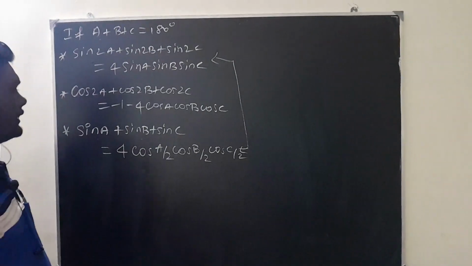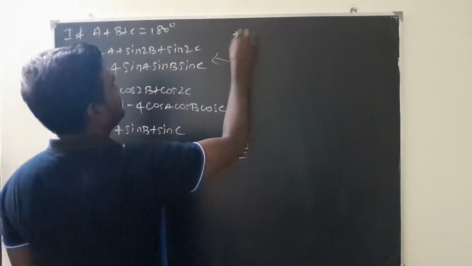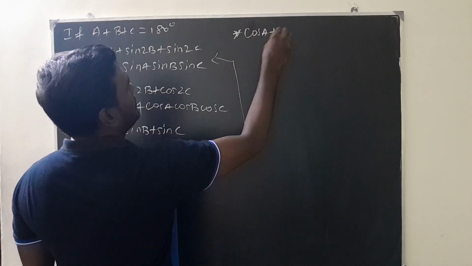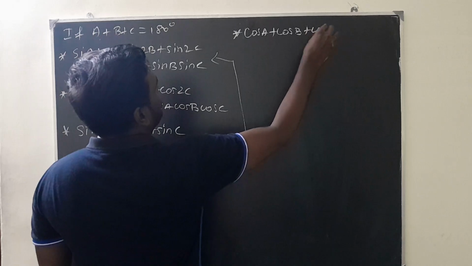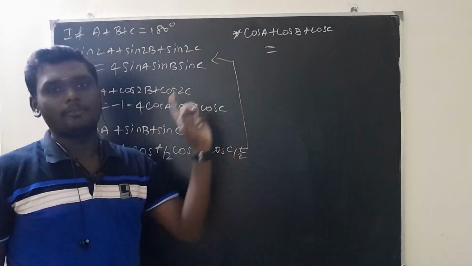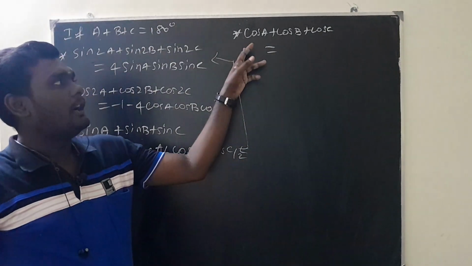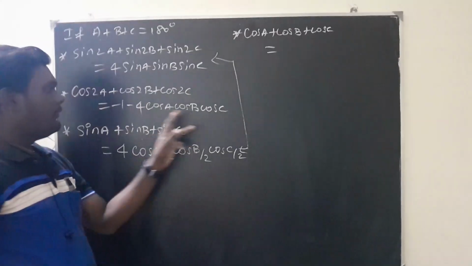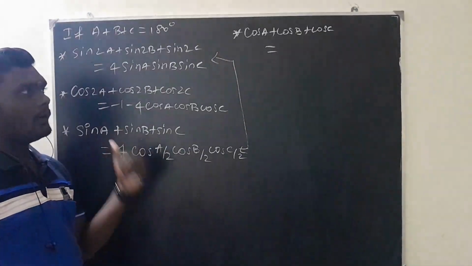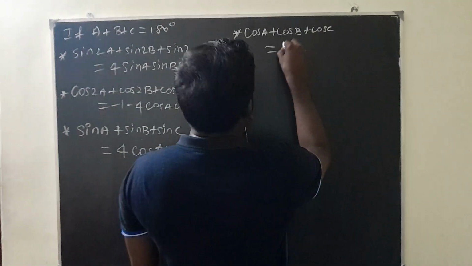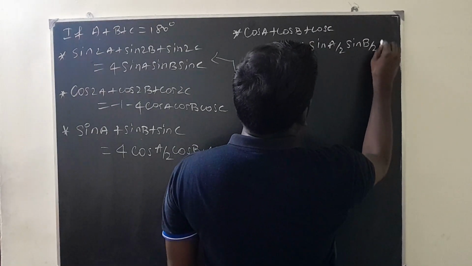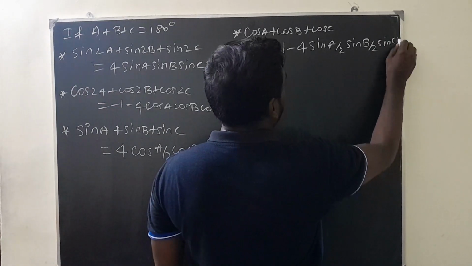Okay. Now think of this other identity. Not sin, it's cos A plus cos B plus cos C. So when you see this, suddenly the cos 2A plus cos 2B plus cos 2C identity should come to your mind. After that, with the same formula, what has to be changed? The sign has to be changed, and that 1 will become positive. So we have 1 plus 4 sin A by 2, sin B by 2, sin C by 2.